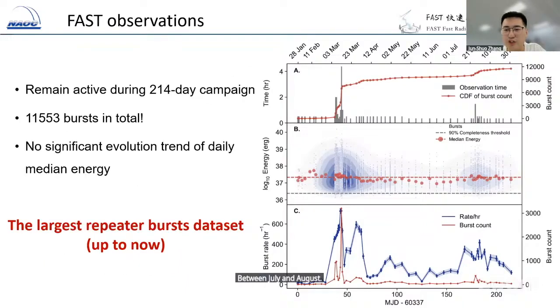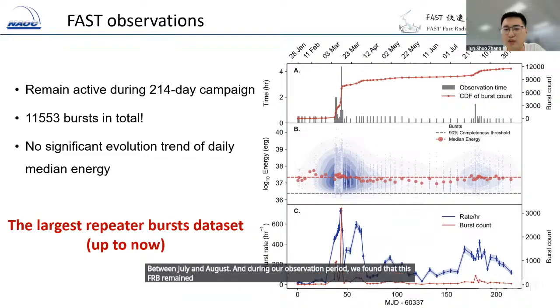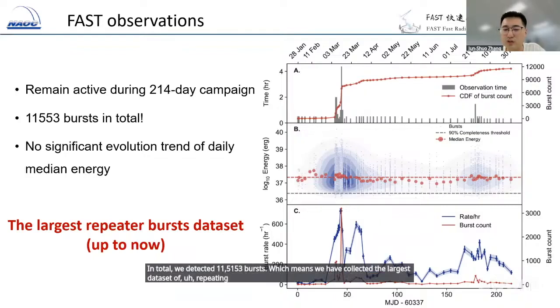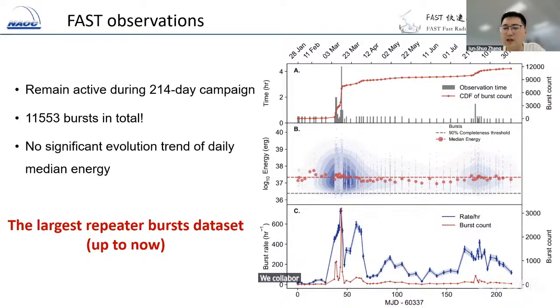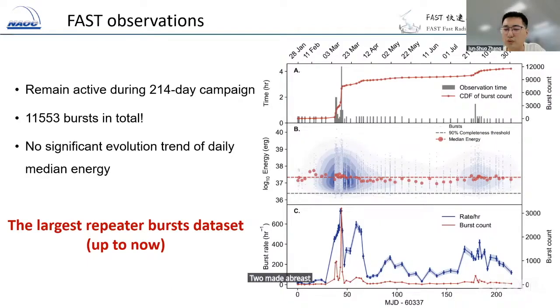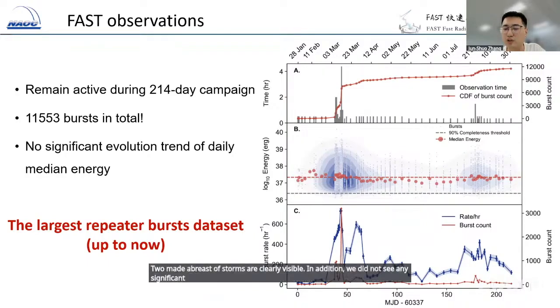During our observation period, we found that this FRB remained active for the entire 8 months. In total, we detected 11,553 bursts, which means we have collected the largest dataset of repeating bursts to date. We calibrated the flux density and energy for each burst, and as shown in the time-energy plot, two major burst storms are clearly visible. In addition, we did not see any significant trend in the daily median energy over the observation.